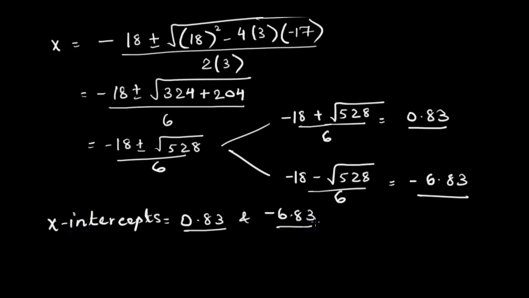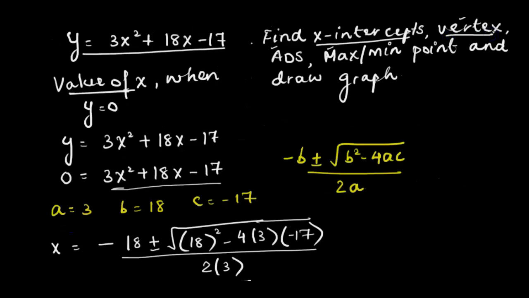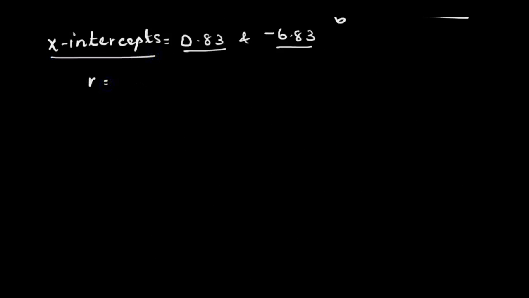Now we've got the x-intercepts. We need to find out the vertex. We know the x-intercepts are also represented by r and s. So r is 0.83, s is negative 6.83, and the vertex is (h, k). So this is what we are looking for now.